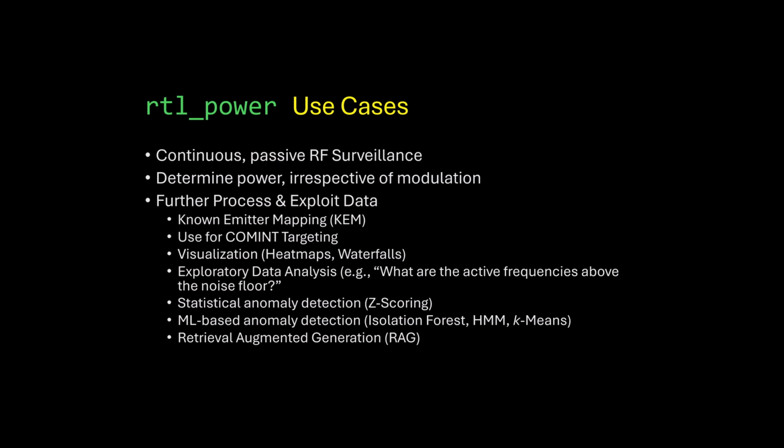But my Rust skills are worse than my Python skills, and my Python skills are pretty bad, so hold fast on that one. So visualization, EDA, statistical anomaly detection, again, z-scoring, which are standard deviations above the mean. And since it's already doing signal averaging for you, that's a really good one to use it for. You could use ML-based, like I mentioned, isolation forest, HMM, k-means. We'll get into that later.